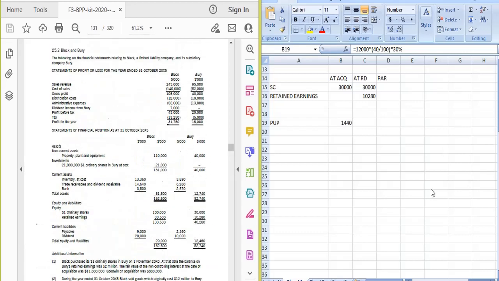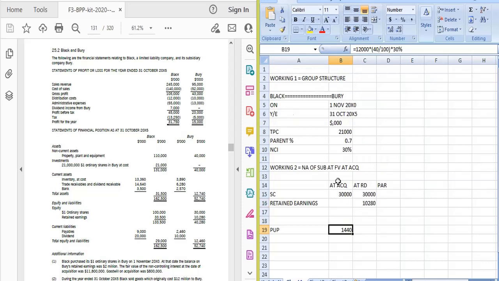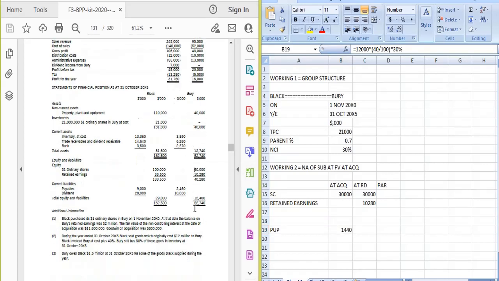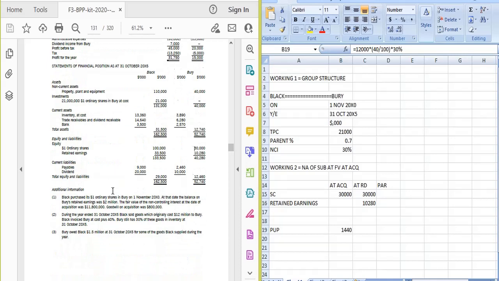By reading the question, it is clearly indicated that Black is the parent company and Bury is the subsidiary. Black acquired Bury on 1st November 2020, as given in the additional information section, and the year ended 31st October 2005. So the time of acquisition is more than one year, and we don't have any problem of mid-year acquisition.